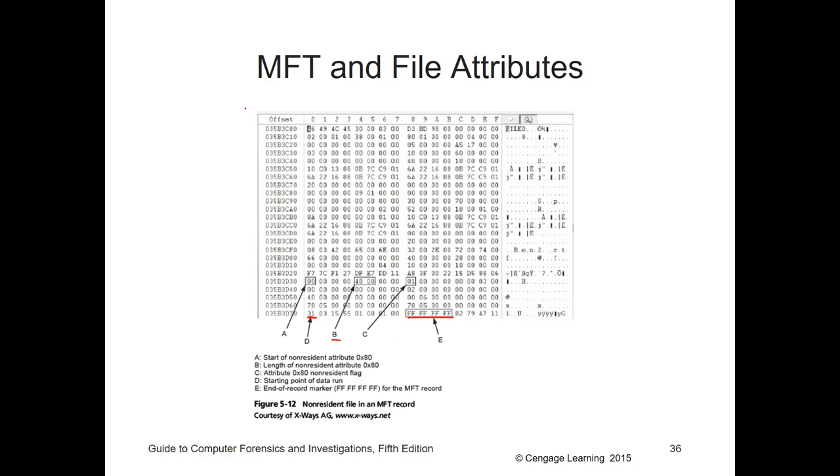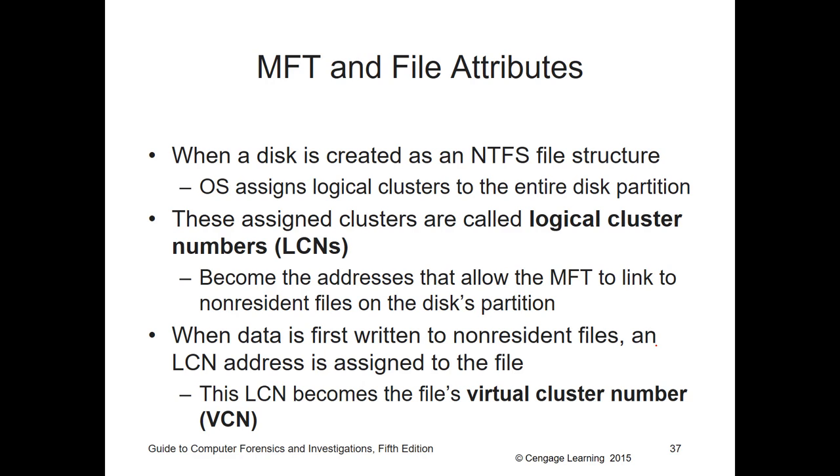Don't worry about understanding all of this per se, because again, we have a lab where we're going to be discussing this specific offset and reviewing files in hex. When a disk is created using the NTFS file structure, the OS assigns logical clusters to the entire disk partition. These assigned clusters are logical cluster numbers, LCNs, and that's how we address everything. When data is written to a non-resident file, an LCN address is assigned to that file. The LCN becomes the file's virtual cluster number.